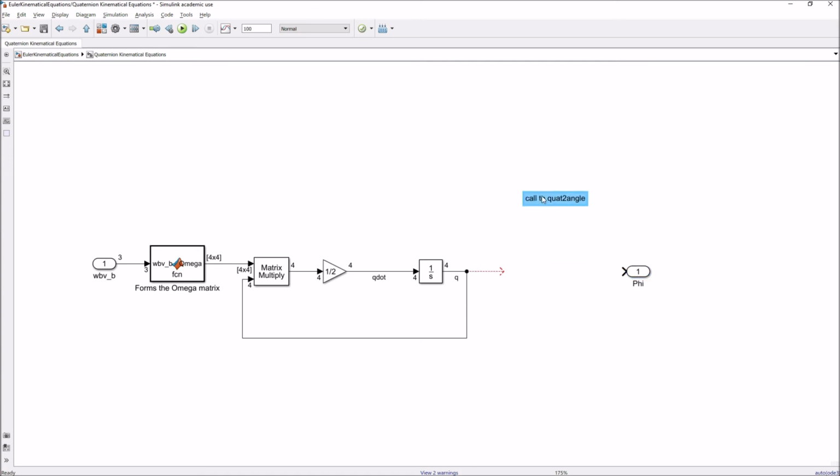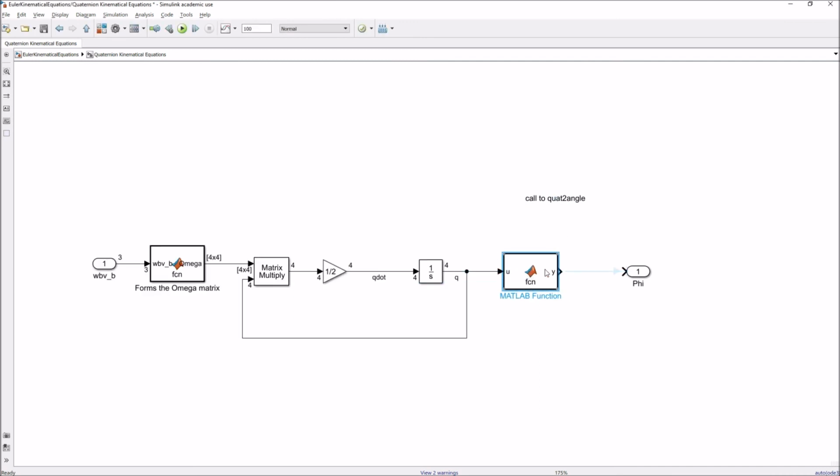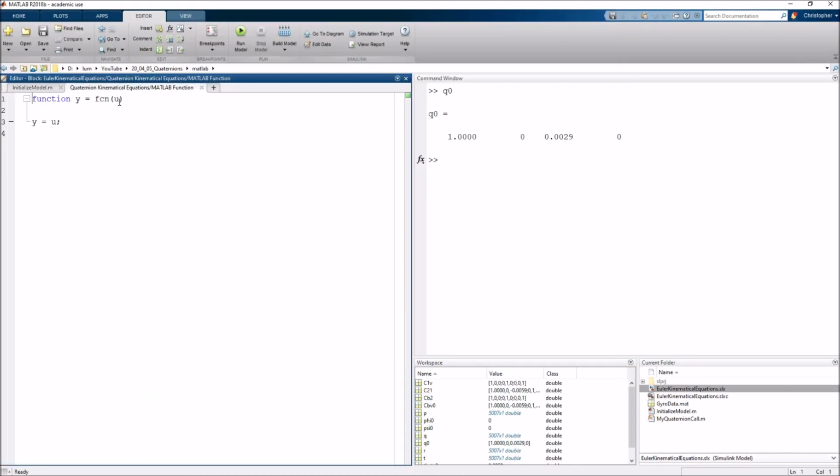So you may be tempted to go ahead and try to grab, again, a MATLAB function block and basically hook this up. And you may be tempted to double click in this and say, okay, coming in is the quaternion, coming out is phi. So all I need to do is make a call to quat to angle, pass in Q, and then get psi, theta, phi, right, in that order, and then rearrange them to get the capital phi, which is going to be phi, theta, psi.